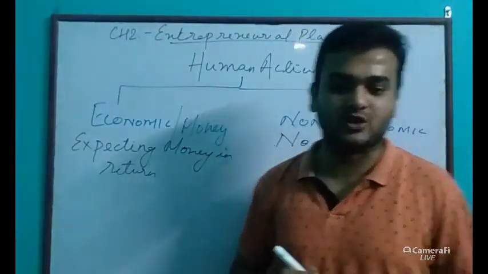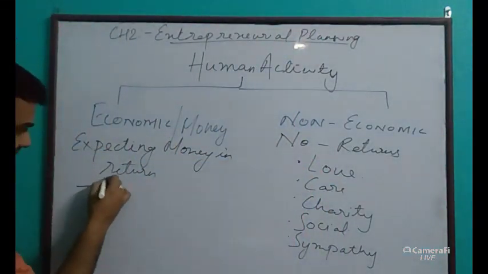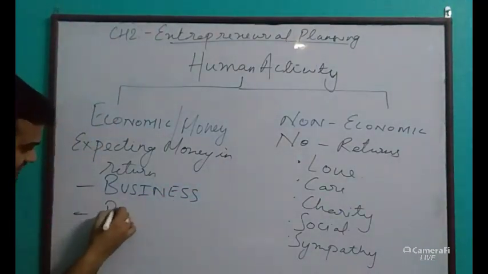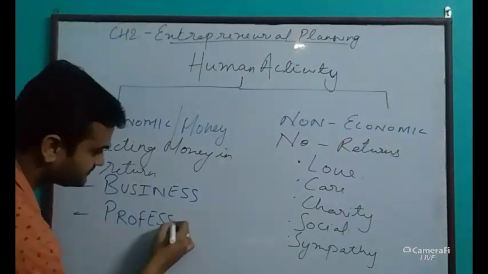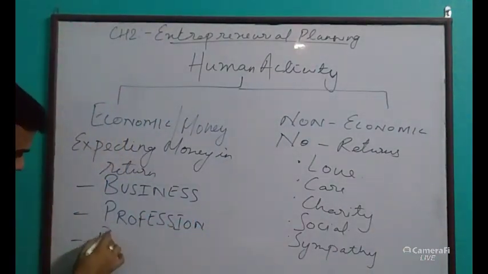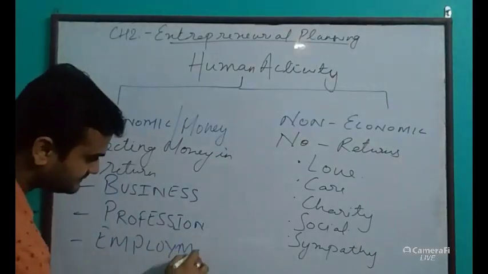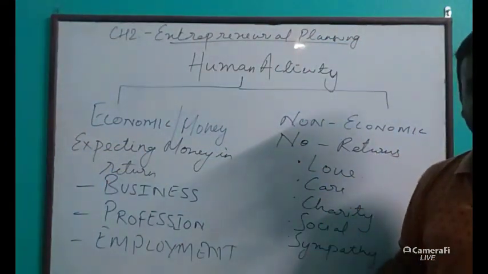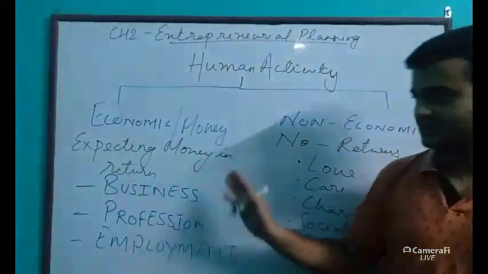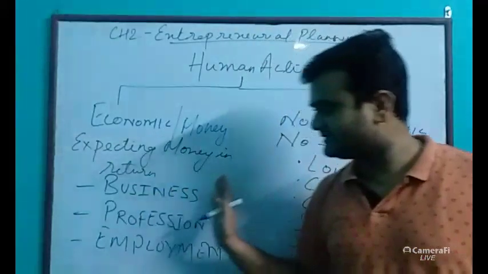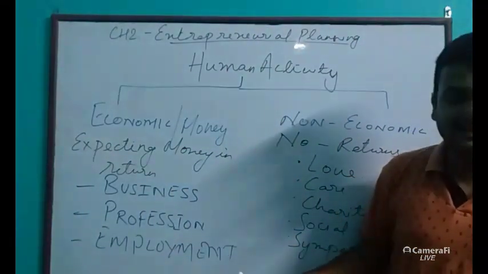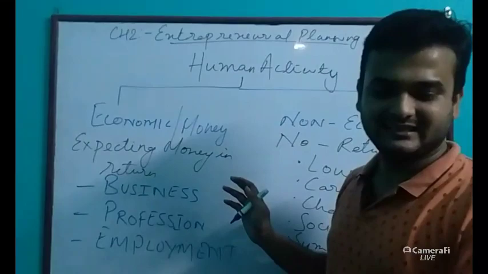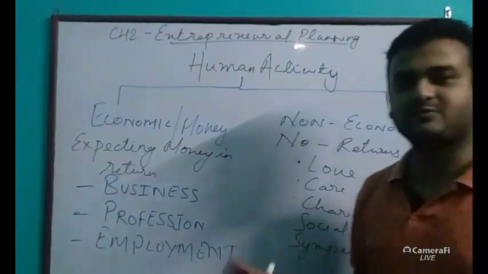Now let's take the types of economic activity. There are basically 3 types. Number 1 is business. Number 2 is profession. And number 3 is employment. So the 3 types of economic activity are business, profession and employment. Write this down. I'll deal with each and every topic one by one.